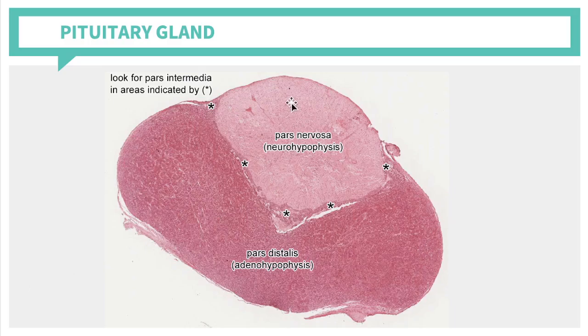So again, another picture. Again, this is your pars nervosa. In terms of the color staining ability, your pars distalis stains darker compared to your pars nervosa. Again, you have to locate your pars intermedia to delineate your pars nervosa versus your pars distalis. Pars distalis is the anterior portion. Pars nervosa is the posterior portion of our pituitary gland.